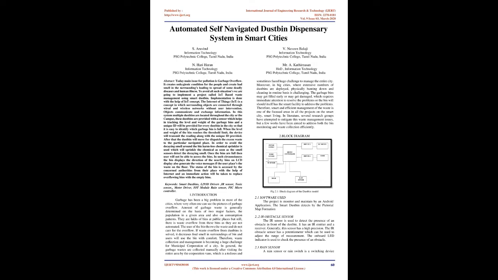In order to avoid the decaying smell around the bin, a harmless chemical sprinkler is used, which will sprinkle the chemical as soon as the smell sensors detect the decaying smell. Once the bins are full, the user will not be able to access the bins. In such circumstances, the bin displays the direction of the nearby bins on the LCD. The display also generates voice messages if the user places the waste on the floor.